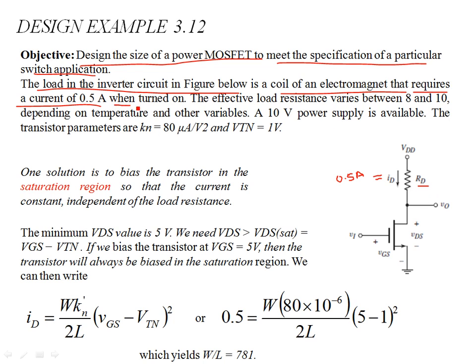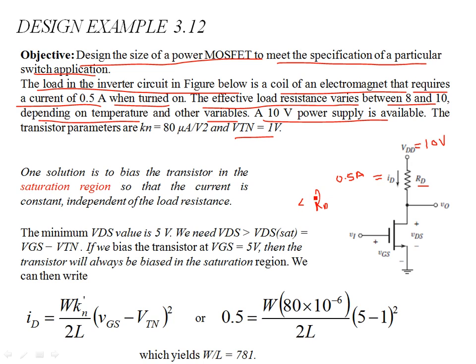That is when the transistor is turned on, the case when Vi is greater than the threshold voltage, that is 1 volt. The effective load resistance varies between 8 and 10 ohms depending on temperature and other variables. All you have is a 10 volt power supply, so VDD is fixed at 10 volts, and RD is a variable load varying between 8 and 10 ohms.